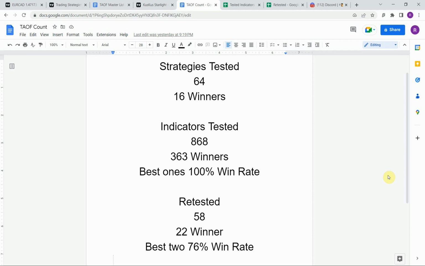Now you need to go back and watch those videos to understand the context of how they were able to achieve that. So go back and watch those videos and see what you can get out of those winning indicators. We've also retested in the advanced testing 58 of the winning indicators. 22 of them have been able to maintain the winning status, the best two a 76% win rate. Now keep in mind that we test most of these strategies and indicators on the Forex and crypto market, but they can be applied to just about any market and time frame universally.